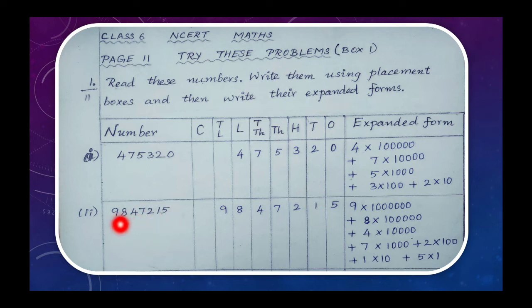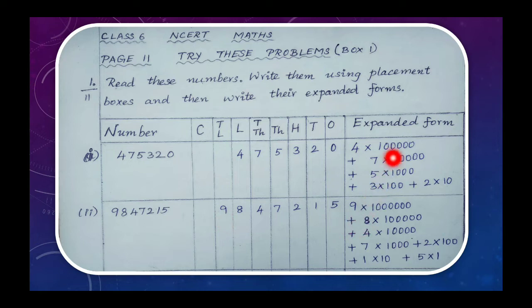9847215. This is a number with 7 digits. Ones, tens, 100, 1000, 10,000, lakh, 10 lakh. So the number starts with 10 lakh. So 98 lakh 47,215. Now we have allocated all the digits from the right in placement boxes. See, 9 is in 10 lakh place.